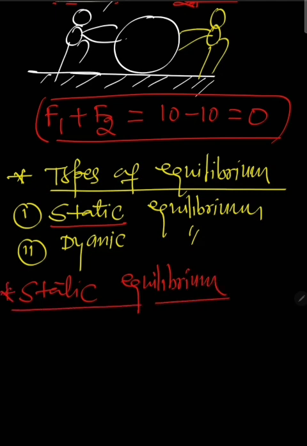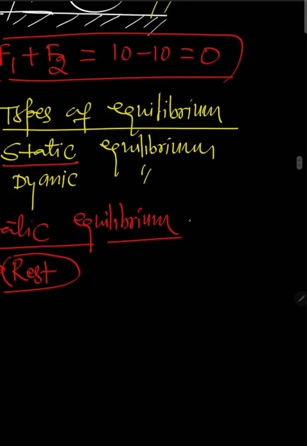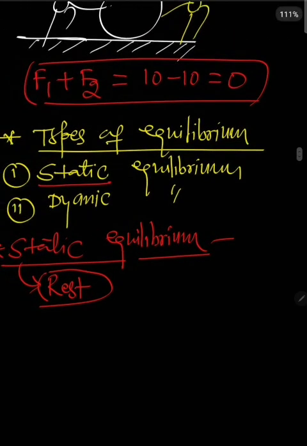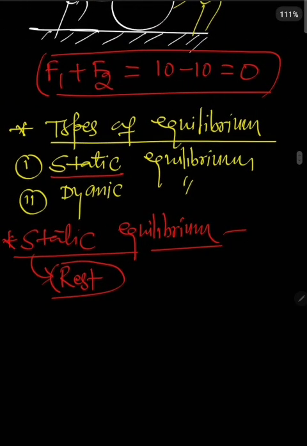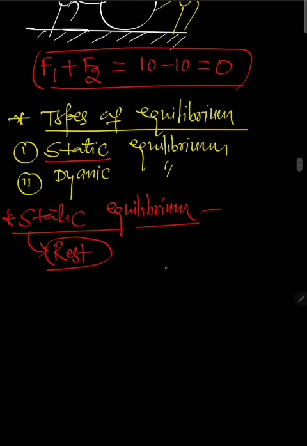As we know, static means when any object is in rest position. So that is the meaning of static, means the body is not moving. It is in rest position. So when any object is in rest position and the net effect of forces is 0, that equilibrium is called static equilibrium.